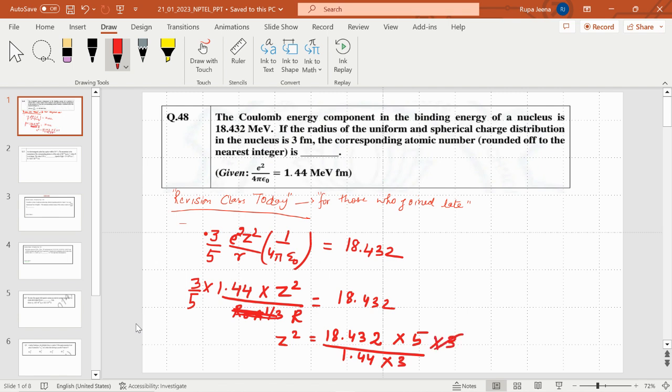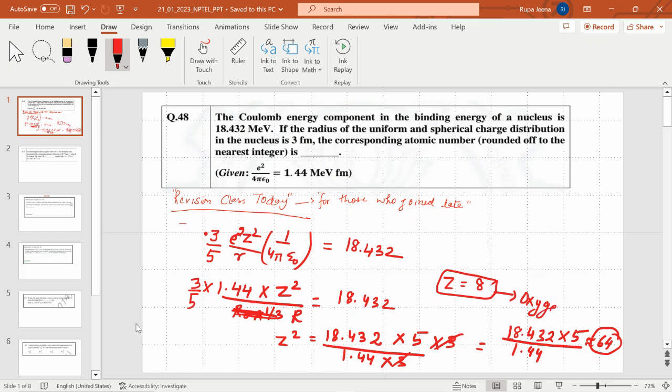R is given as 3 for me, right? The 3 will cancel and you will get the value 18.432 into 5 upon 1.44. After solving this, you will get 64. You will get some term like 64 point something, but you can round it off to 64. And you will get Z equals 8. And what is the element whose atomic number is 8? Oxygen, right? So Z equals 8 is the answer. I hope this is clear to everyone.